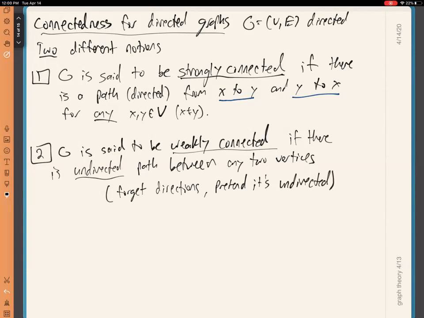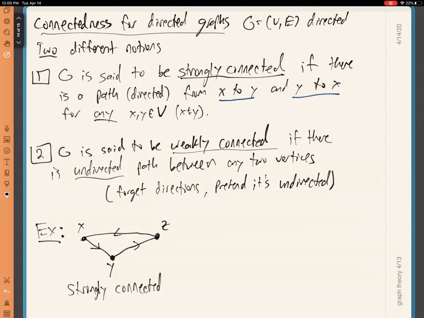What are some quick examples? Let me first draw a picture of a strongly connected graph. This will be a graph with three vertices. I have an edge connecting x to y, an edge connecting y to z, and an edge connecting z to x. You can check that this is strongly connected. There's a path from x to y if I just go x to y. Is there a path from y to x? Yes, I go y to z and then z to x. Is there a path from x to z? Yes, I go from x to y and then y to z. Also there's a path from z to x because I can travel directly from z to x. Finally, there's a path from y to z because y is connected to z by an edge, and there's a path from z to y because I can travel z to x to y. So this is strongly connected.